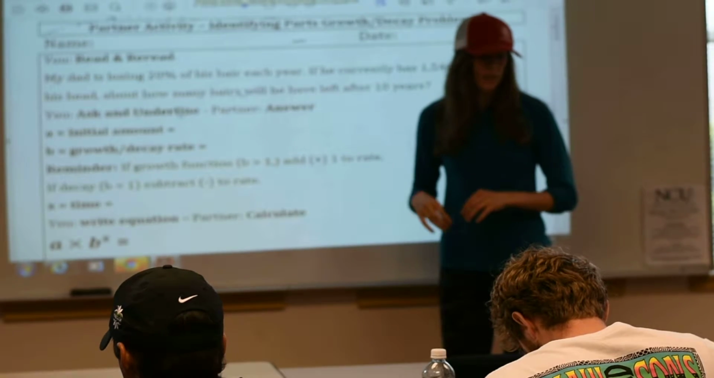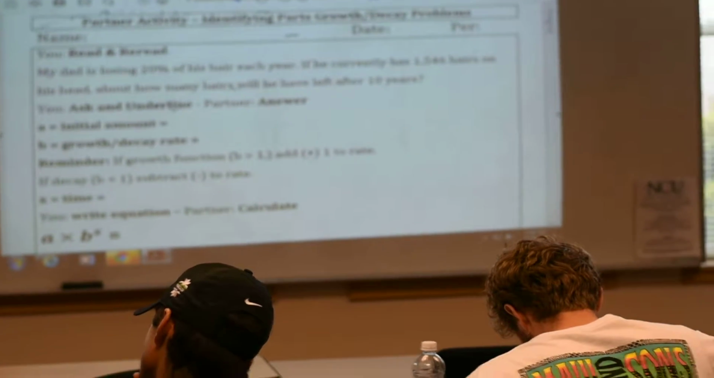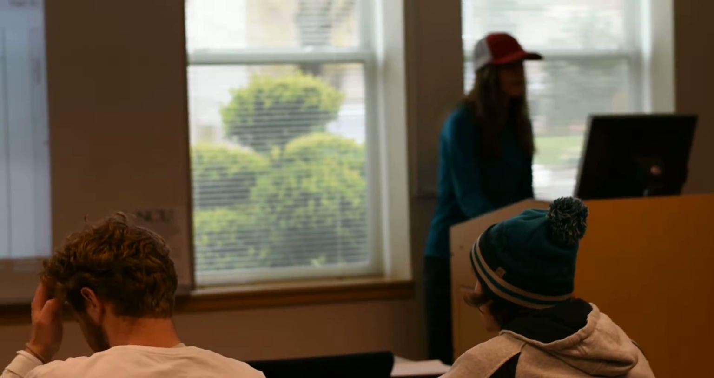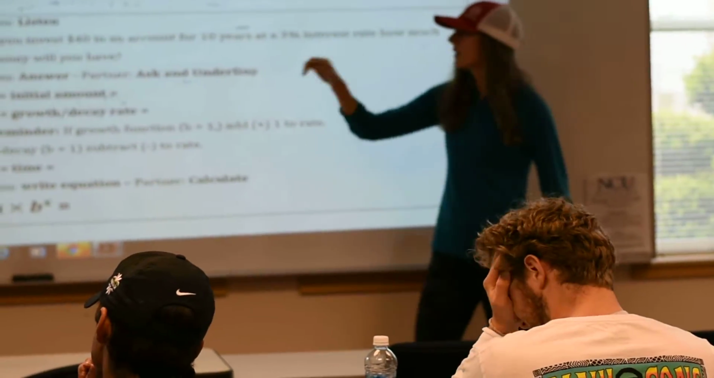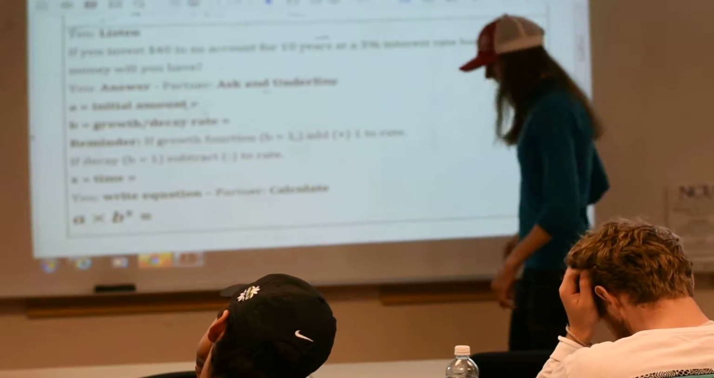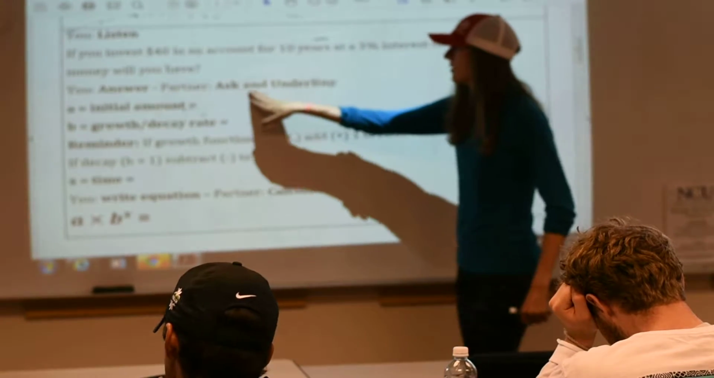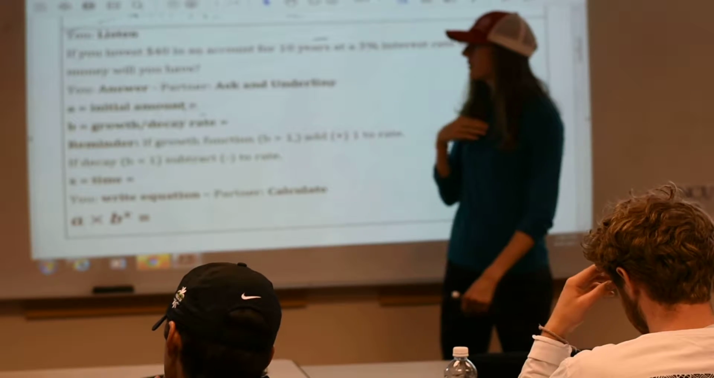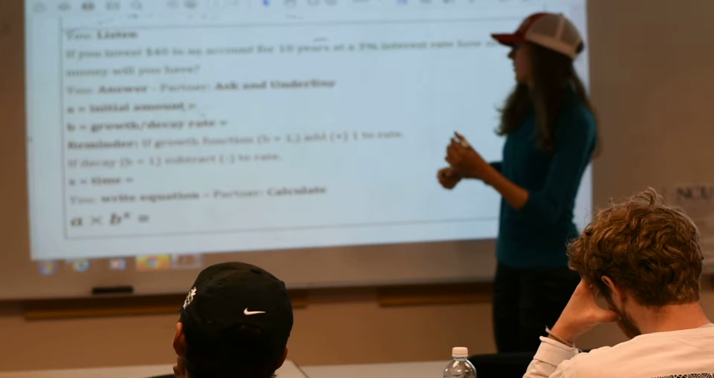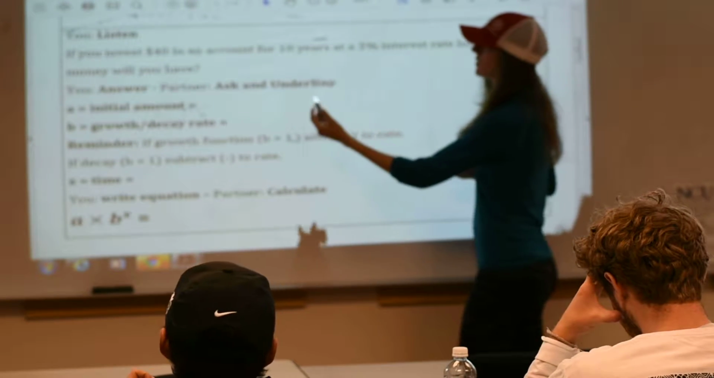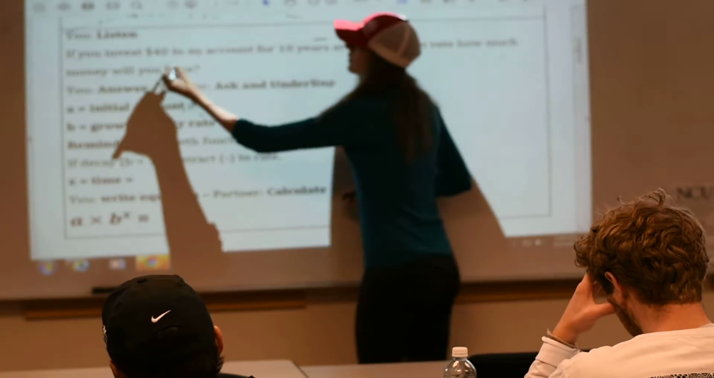Some of you guys have listen sheets, so the other person should have one that says listen. And so then you are going to listen to the question, and you're going to listen for numbers that are important. And then there's instructions, so if you are answering and your partner is asking, if I was your partner, I would ask, what do you think the initial amount is? Then one of you guys are going to underline. So what's the initial amount here? $40. Yes, so we're going to underline that.